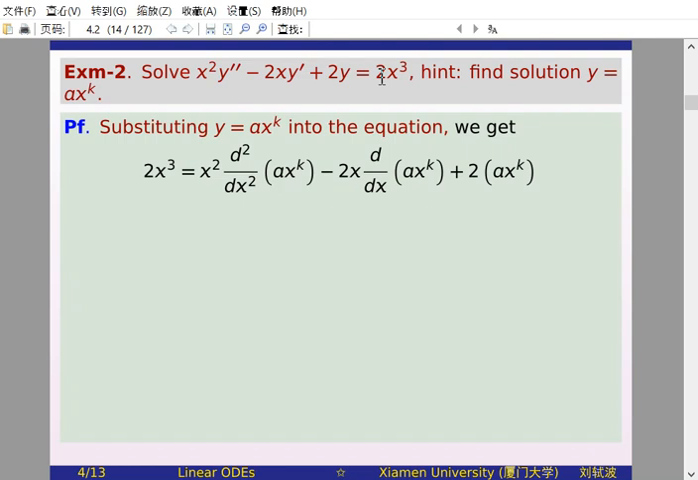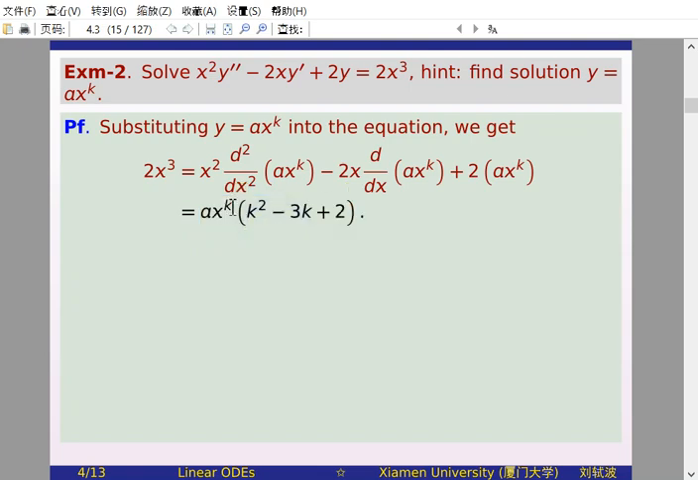2x cubed is the right hand side of the equation. If y equal a x^k is the solution of the equation, then this equality will be true. This derivative is very easy to compute. Computing the derivatives and grouping the terms together, we see that the result is a x^k (k squared minus 3k plus 2). So from this equality, the question becomes whether there is a suitable a and k so that this left hand side is precisely 2x cubed.